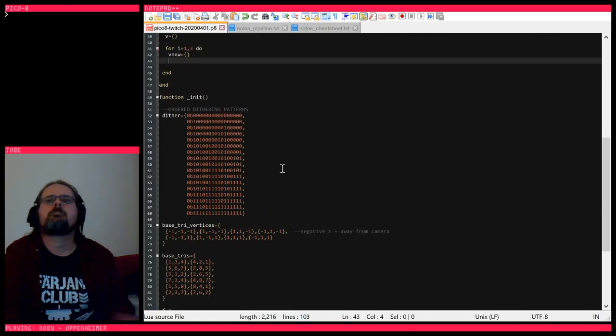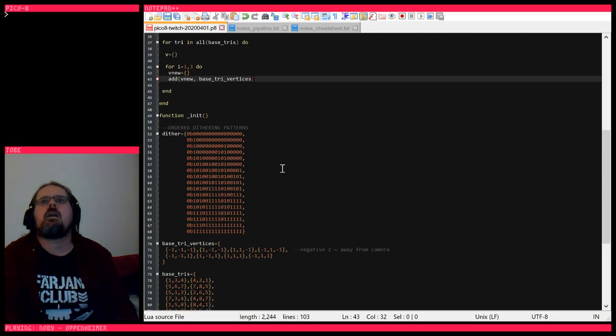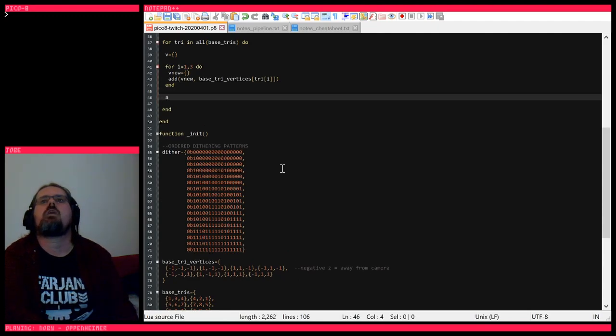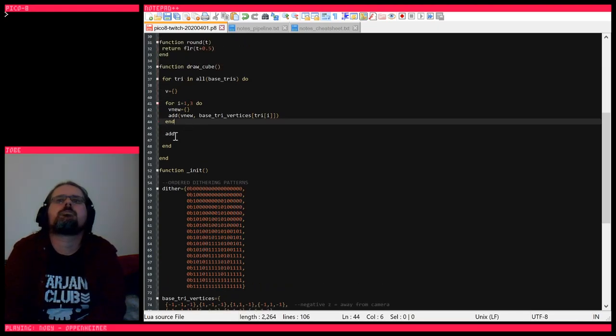Let's see what was, add the new base try vertices, try I think, and there, do this right, and then we add our new triangle to the... sorry, I'm kind of getting confused about what I'm trying to do here.